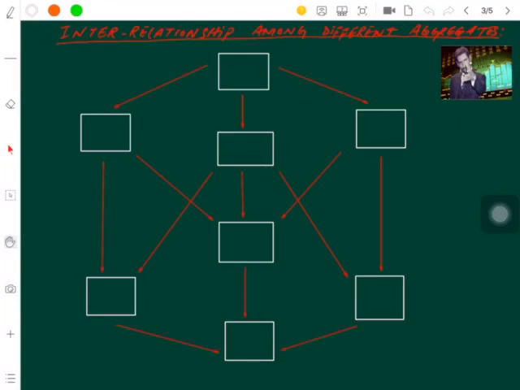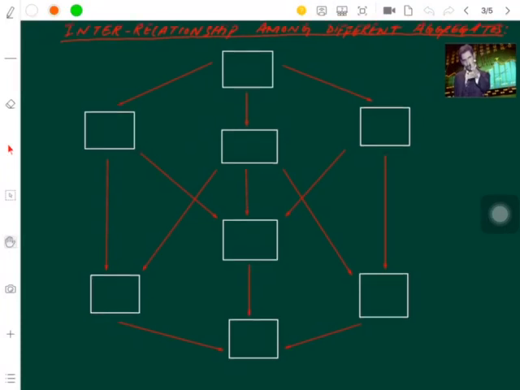Basically, we have four aggregates. That is GNP, GDP, NNP, and NDP. Among these four, first two are at market price, and the second two are at factor cost. Remember, NNP at factor cost, net national product at factor cost, is also known as national income. And NDP, that is net domestic product at factor cost, is also known as domestic income.